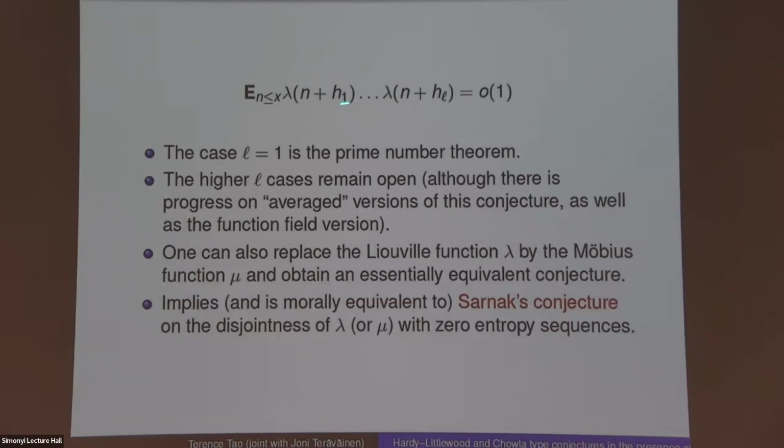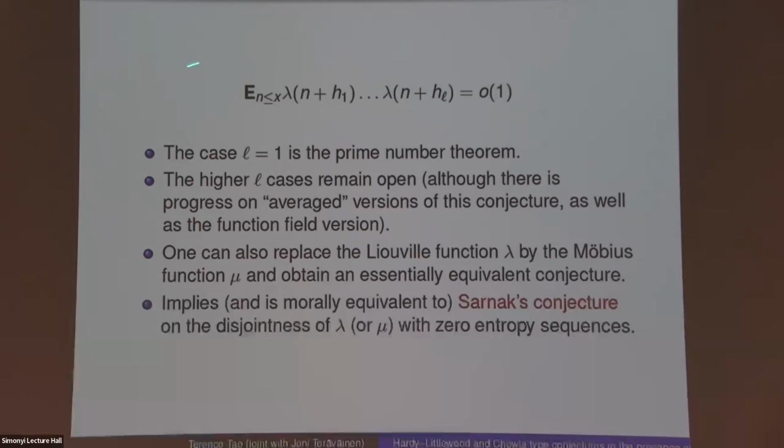And there's also been some recent progress in the function field analog of this for certain function fields. As I said, I'm stating it for the Liouville function. You can also state it for the Mobius function, which is the same function as Liouville, except that you restrict to squarefree numbers. They're not known to be exactly equivalent, but they're morally equivalent in that whatever progress you can do on one, you can pretty quickly get for the other.